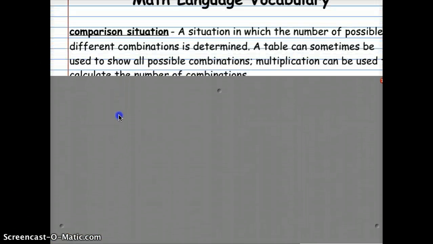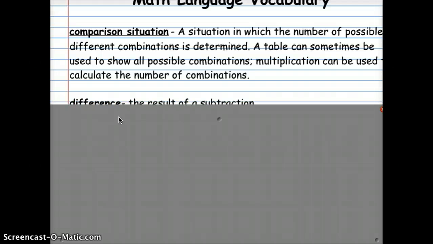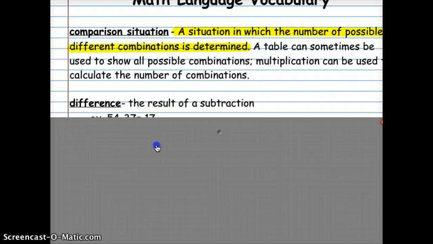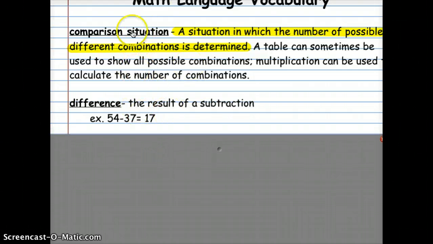So a comparison situation is a situation in which the number of possible different combinations is determined. A table can sometimes be used to show all possible combinations. Multiplication can be used to calculate the number of combinations. For this one, you just need to write down this first part. Difference is the result of a subtraction problem. So if we have 54 minus 37 equals 17, 17 is the difference.